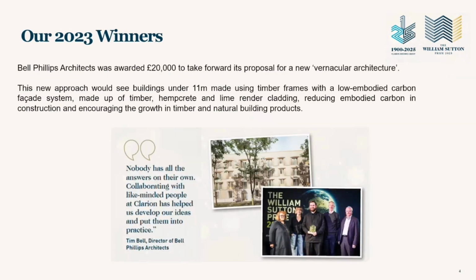Our second winner for the 2023 prize was Bell Phillips Architects. They won their bid for £20,000 to scale and define their proposal for a new vernacular architecture. Their approach is to make buildings under 11 meters use timber frames with a low embodied carbon facade system made up of timber, hempcrete, and lime render cladding, to reduce embodied carbon in construction and encourage the growth of timber and natural building products.